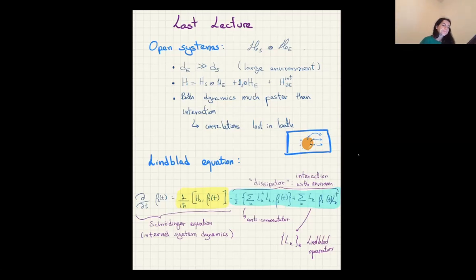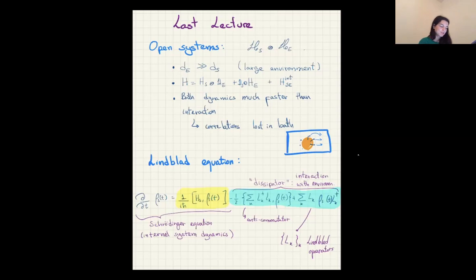Okay? So if we have this, then we derive this equation, which is a generalization of the Schrödinger equation for density matrices, where we also have kind of an effective action of the environment on my system. Okay, and for this, we don't need to know the initial state of the environment. We just need some kind of heuristics, which will be in the form of some operators.